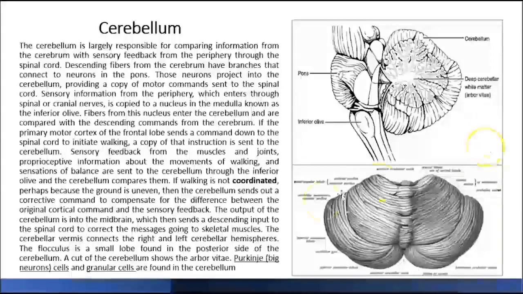The outside of the cerebellum shows you that it has lobes. This part is the anterior lobe. This part is the posterior lobe. It also has hemispheres, left hemisphere and right hemisphere, and they are connected by the vermis.